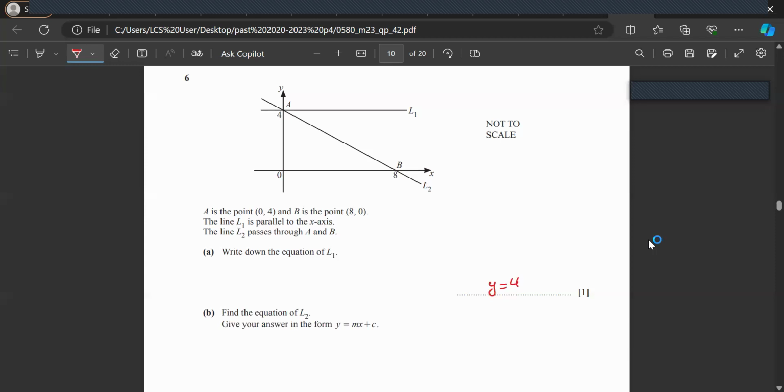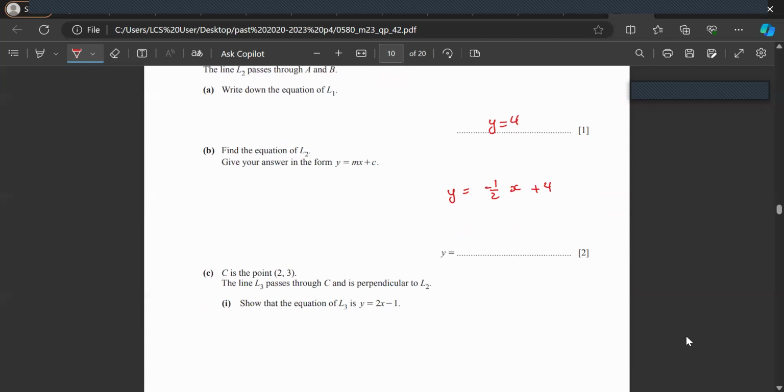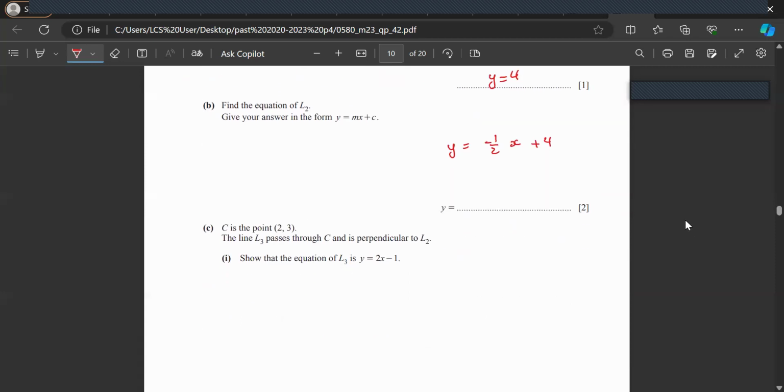Negative half. So the equation will be y equals negative half x plus 4. Any problem? Before getting the gradient as negative, you have to know that your answer should be with a negative gradient, because the line looks like it has a negative gradient.